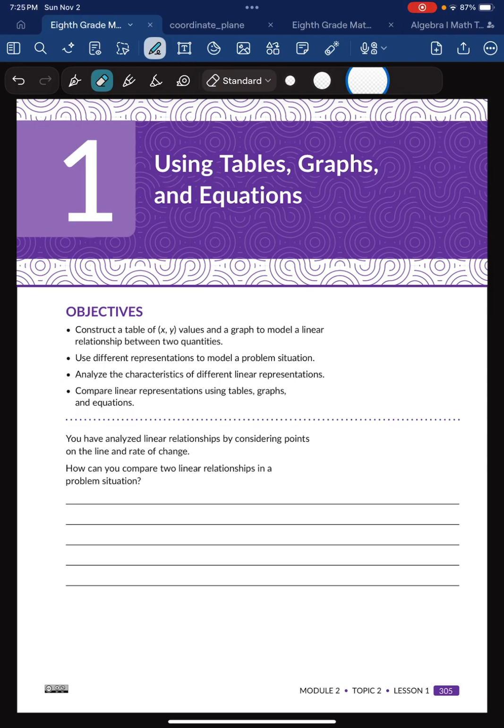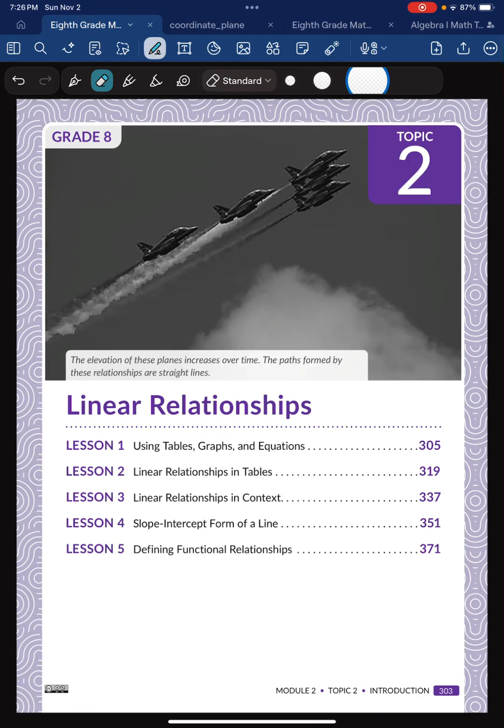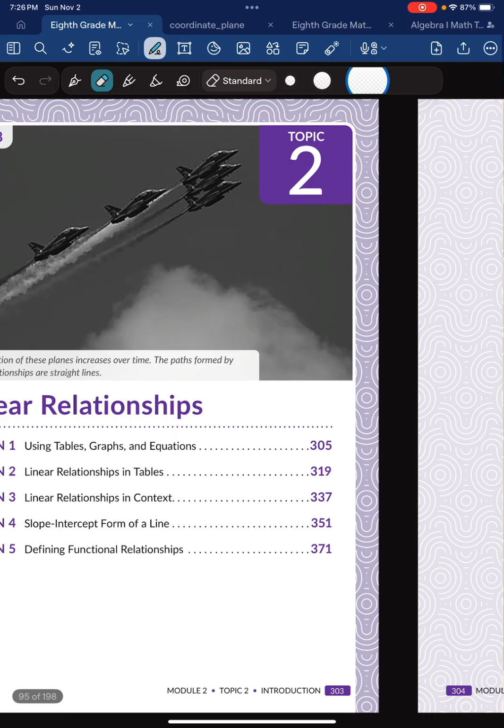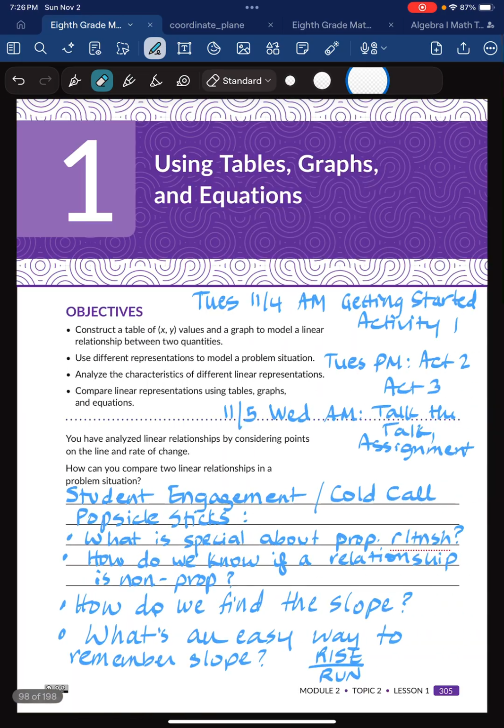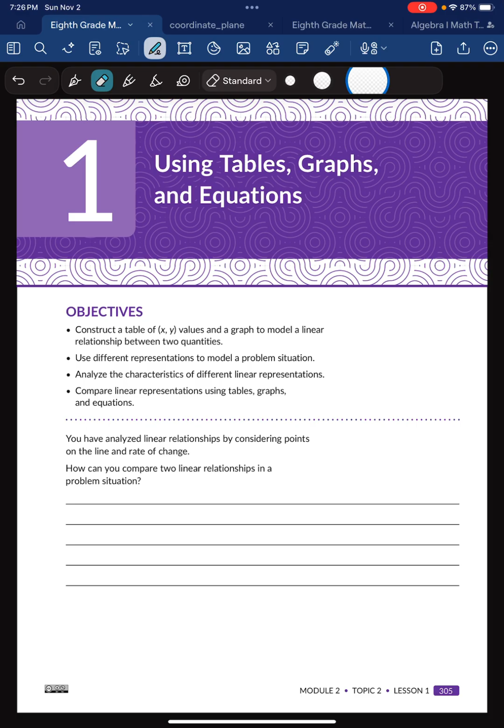Okay, we are going into topic 2 in our 8th grade math. This is going to cover topic 2, the first part of lesson 1. Okay, so I just want to remind you about a couple of things.